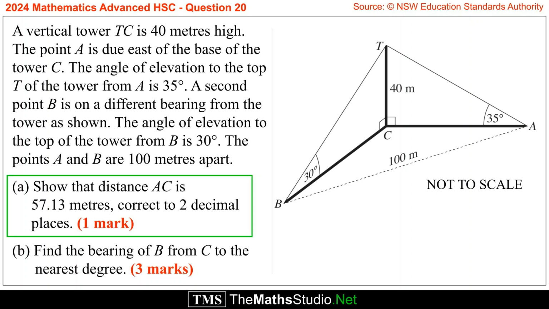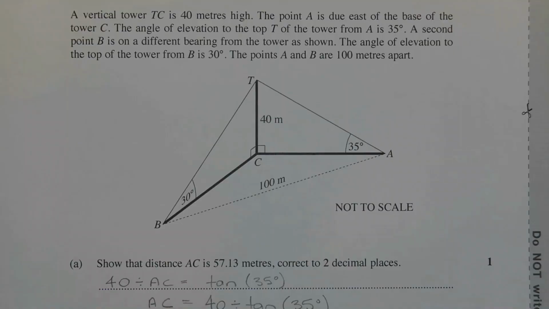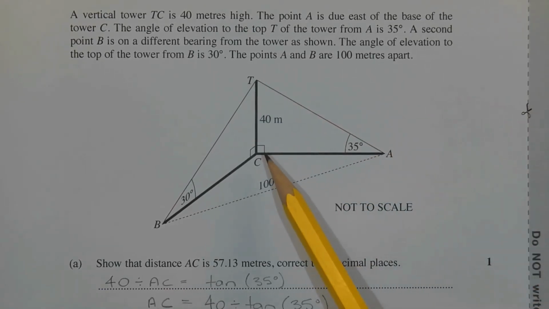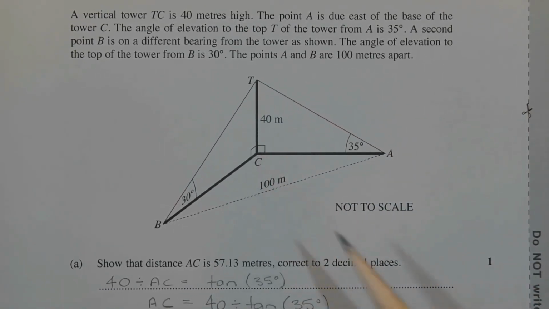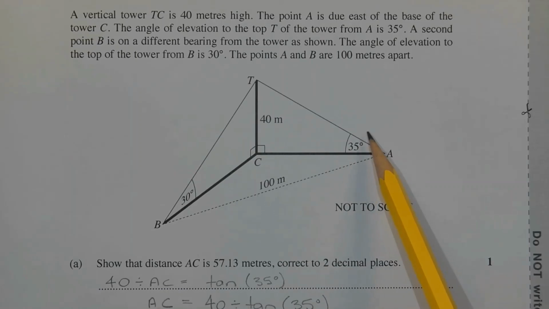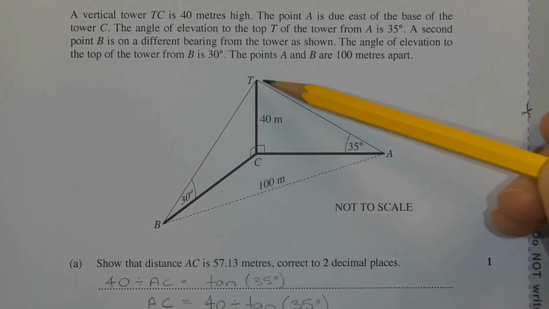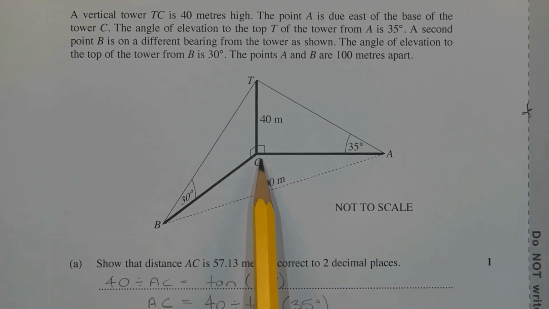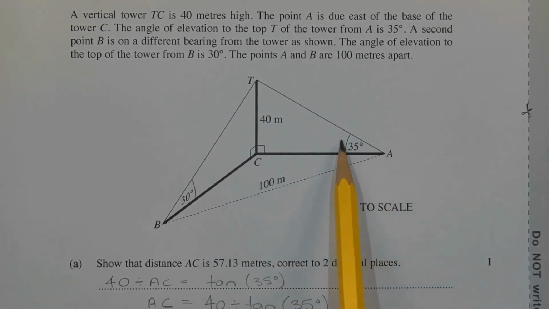Part A. Show that distance AC is 57.13 meters, correct to 2 decimal places. Consider right angle triangle TCA, where the right angle is angle TCA. We have a known angle here, 35 degrees. We have a known side, TC, which is opposite the known angle, and we want to find the length of AC, which is the side that's adjacent to the known angle.